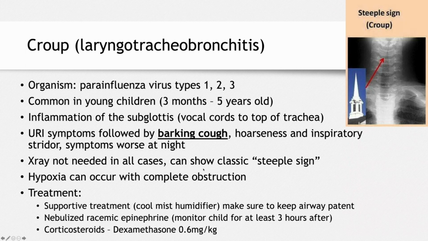It's a virus, so there's no antibiotics involved. In most cases, supportive treatment is all the kids need. A cold mist humidifier to help reduce inflammation in that airway.